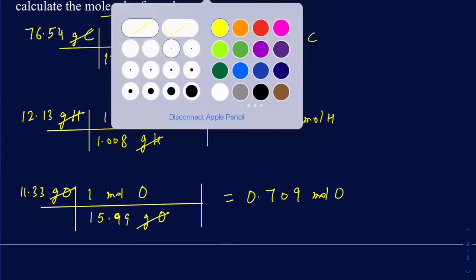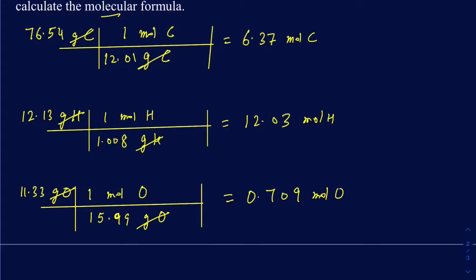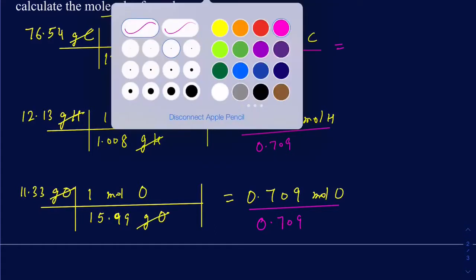the next step is going to be dividing all of them by the lowest mole, like we have done in the other problem. So the lowest mole in this case is going to be 0.709, so I want to go ahead and divide all of those by 0.709. So 0.709 here, and then we have 0.709 here, and the same story, 0.709 here.